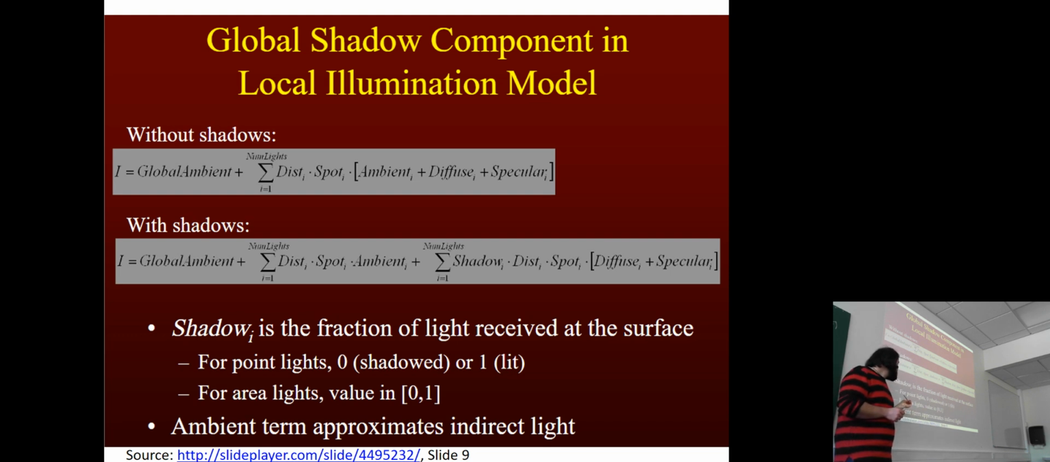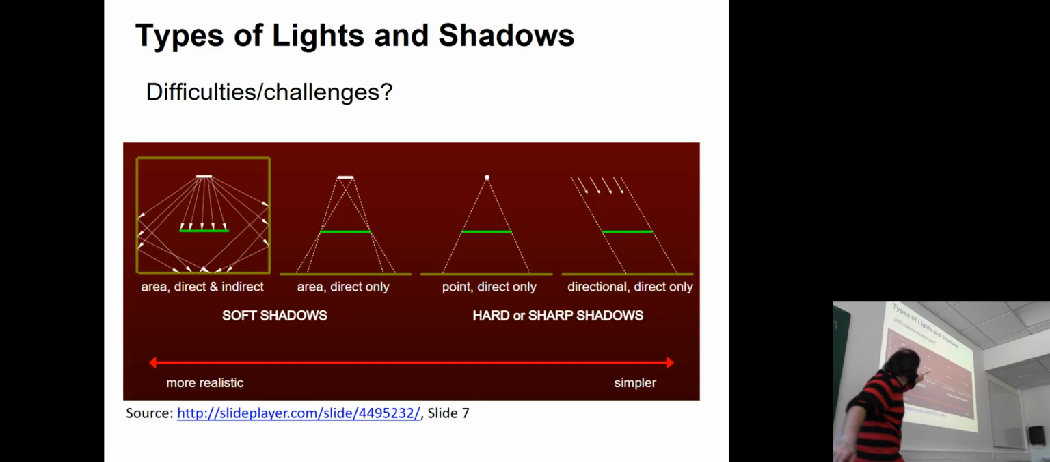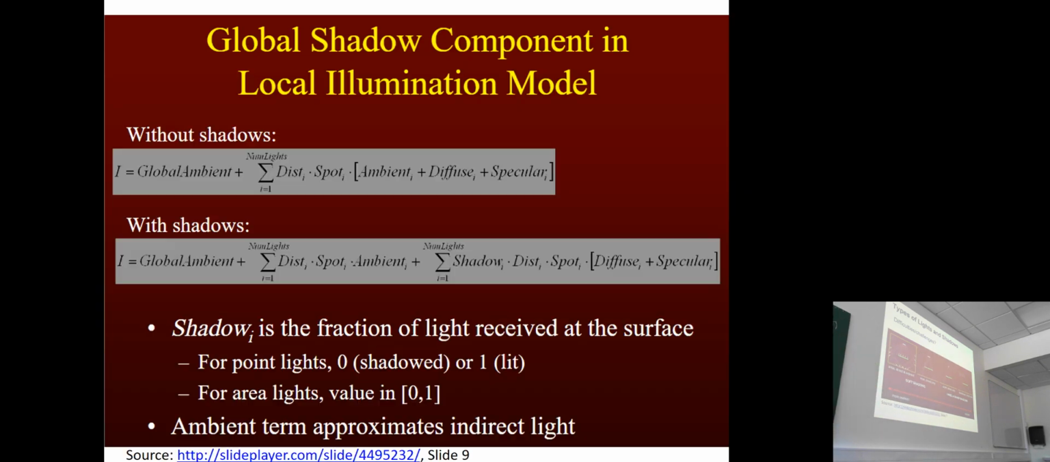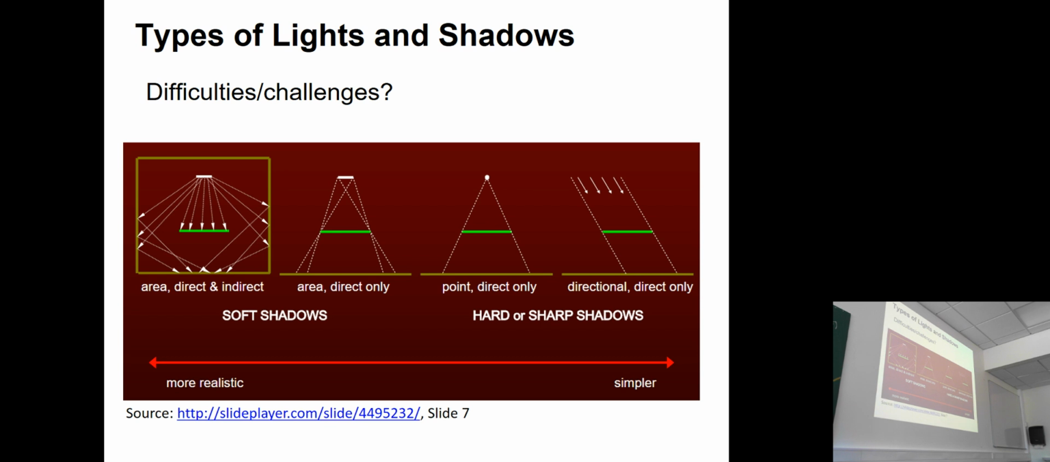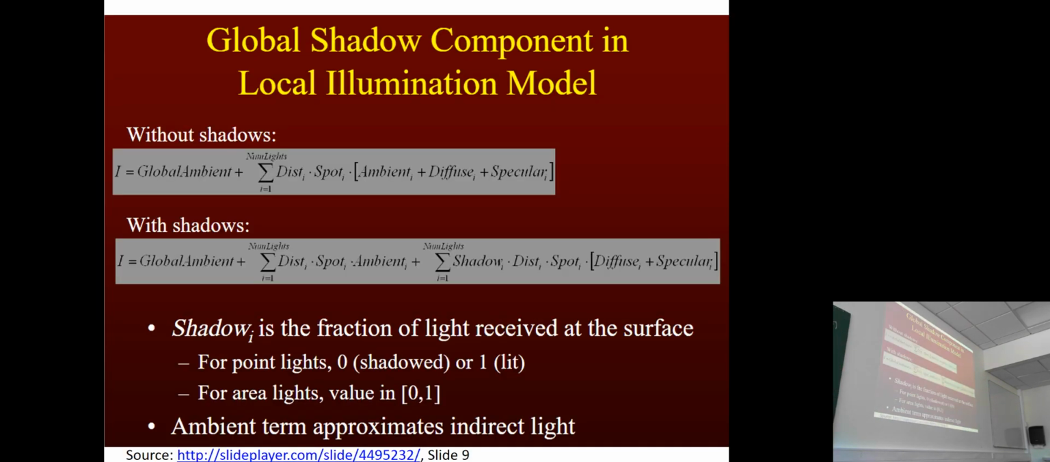So for a point light source, this one, it is kind of binary, either lit or black. But if it's an area light, it's a range from 0 to 1, because you can have some partially illuminated areas, like this one and this one here. That's more or less it.